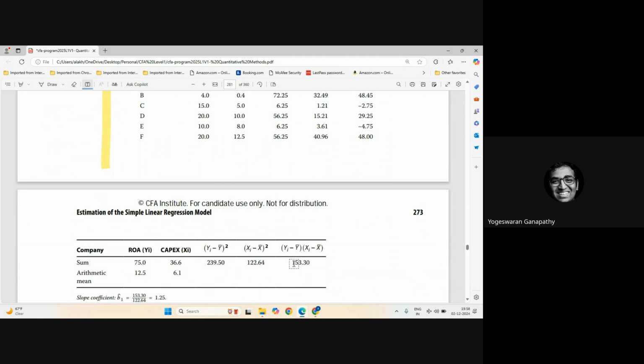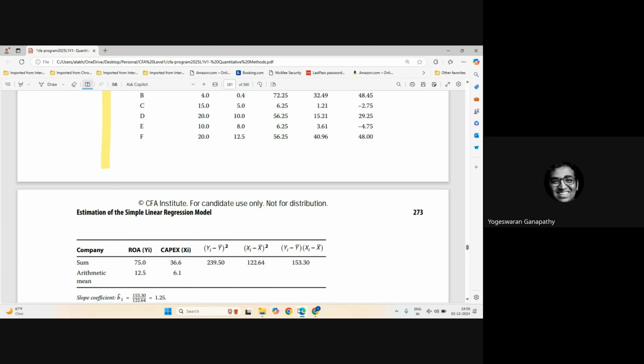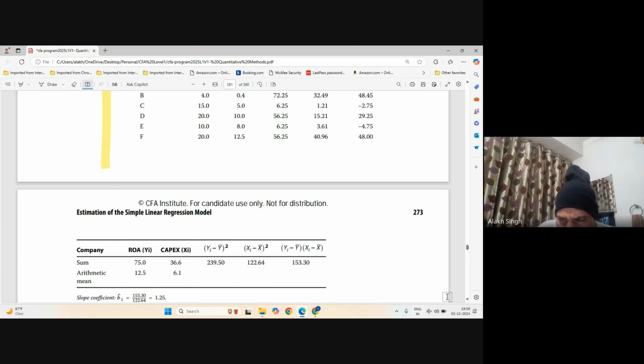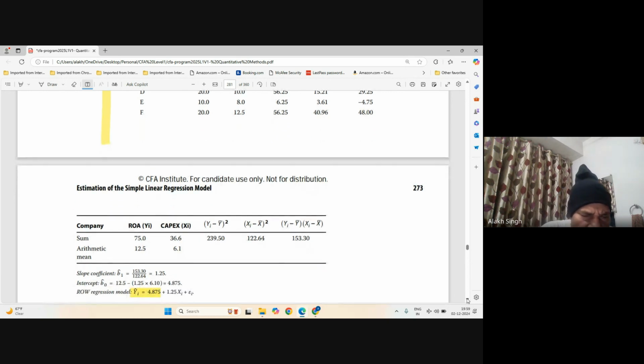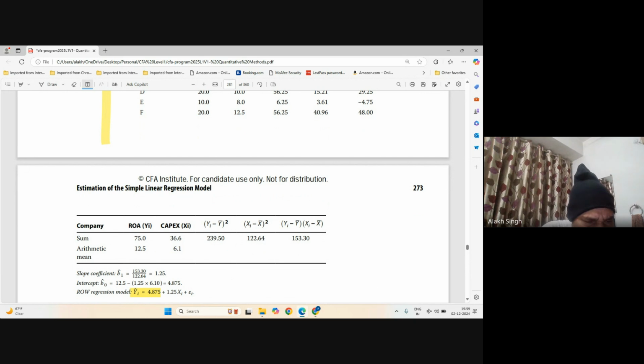Summation, this 153.3 divided by the summation of xi minus x bar squared, 122.64. Yes, xi minus x bar. This one is not variance x. This one is variance x times n minus one, and this one is covariance times n minus one. So that's why the n minus one terms get cancelled, and that's how you calculate.